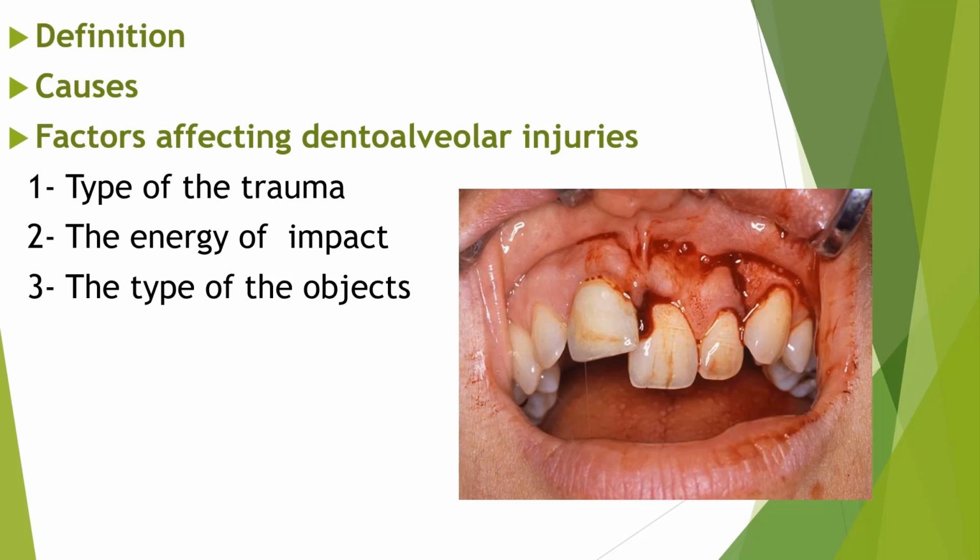As in children, the most common type of injury is injury to the anterior teeth due to falling. In older age groups, there are many causes for dentoalveolar injuries, such as contact in sport or industrial activity, falling down, road traffic accident, any other violence, and so on. Also, males are more frequently involved in such injuries than females. Later on, we will talk about what factors affect dentoalveolar injuries. There are several factors affecting dentoalveolar injuries.